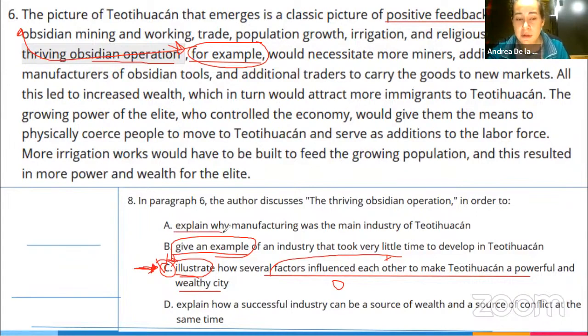The other ones don't have the correct verbs because this isn't explaining why. If it was explaining why, then you would have words like, this was because the thriving obsidian operation, blah, blah, blah, right? That is explaining why. When you say because, since. Explaining how is another thing. When you explain how, you would say, this was done by using the thriving obsidian operation and so on. So you need to have those two things: the correct verb, which in this case would be either to give an example or to illustrate, and the correct idea, which is always going to be the main idea of the text, which in this case is how all of the factors that were mentioned before influenced each other positively, right?